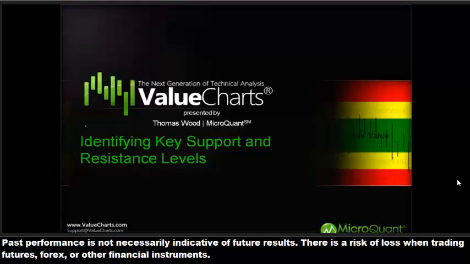Tonight we're going to be discussing identifying key support and resistance levels. If you're new to the weekly webinars that we do here with MicroQuant with ValueCharts, we try to keep them pretty short. We normally aim for around 30 minutes. However, sometimes we do go longer. We do take the time to answer any questions that you have at the end of the webinar.